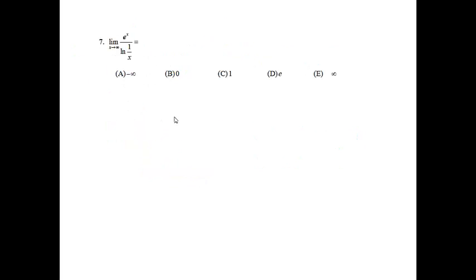Okay, question 7. Find the limit as x approaches infinity of e to the x over the natural log of 1 over x. So basically, if I'm going to let x approach infinity, I get to use my calculator. I basically want to know what's going to be happening as my x value gets bigger and bigger and bigger. So what I chose to do on this one was to graph it, and then I'm going to use the table feature of my calculator to help me out.